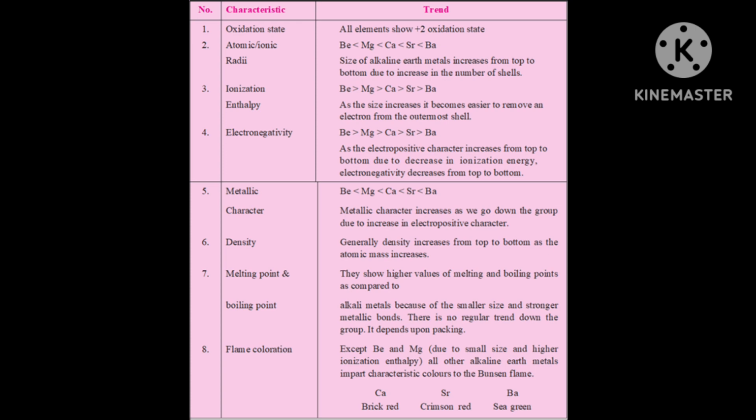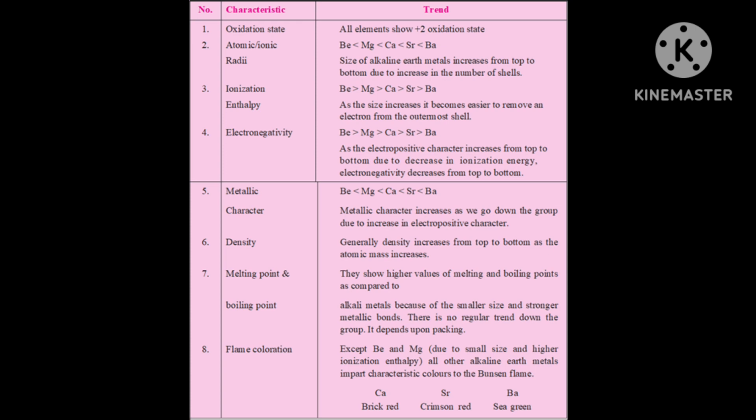Now I am talking about the standard value of beryllium. This is minus 1.97. That's why it is reactive. Magnesium is more negative, minus 2.36, which means this magnesium is ready to give electron more than beryllium.